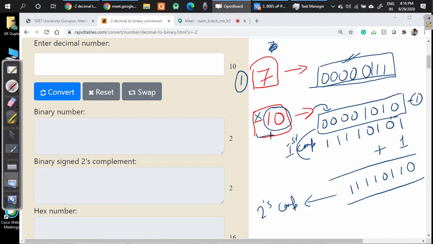So keep in mind, if you want to store a negative number, the number will be converted into 2's complement, and then the number will be stored inside the 8085 microprocessor registers. Is this clear to everyone? I hope this is clear to everyone.